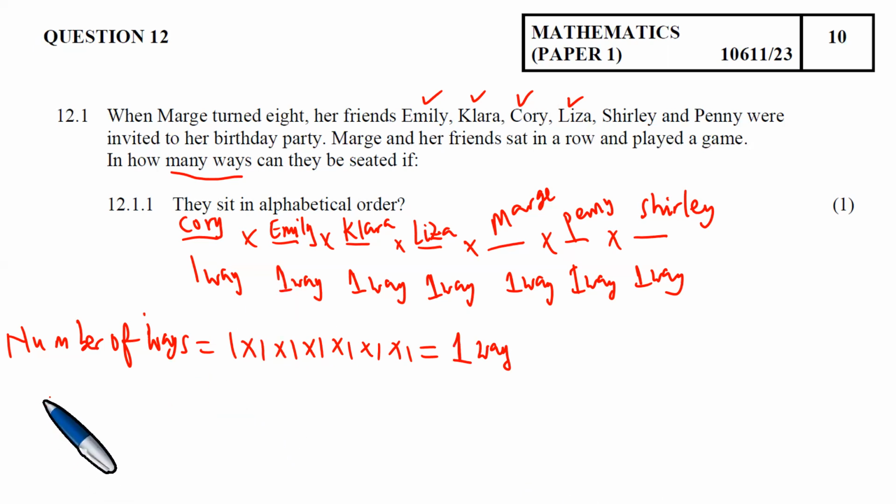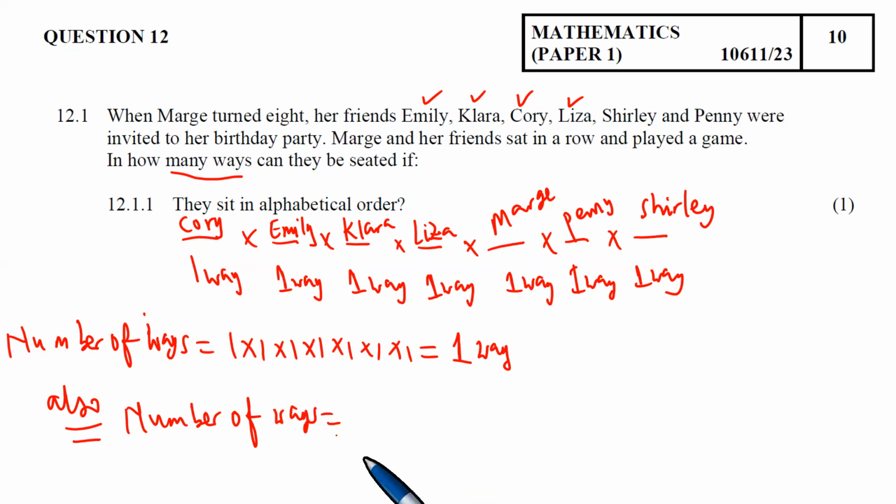But also, I want to look at another dimension to this question. Corey can sit here, Emily sit here, I can sit here, then Clara, then Lisa. So you can look at the fact that either we start from the left or we start from the right in alphabetical order. So the number of ways would be this one way or one way in reverse, which could be two ways.